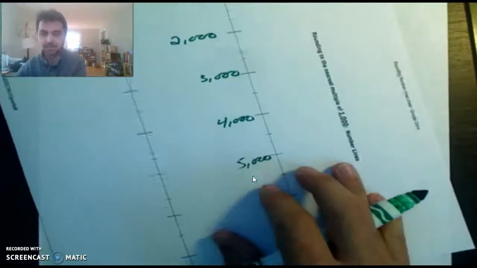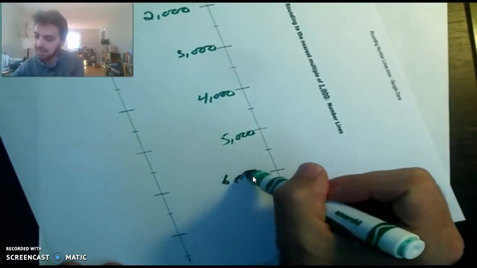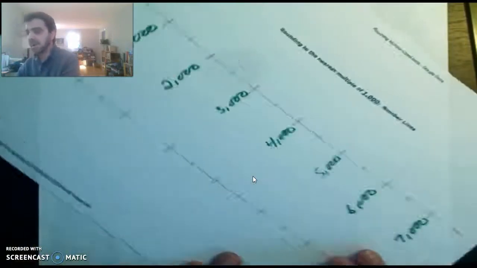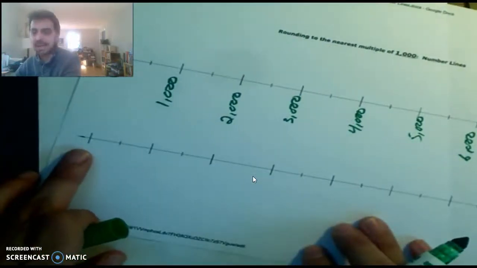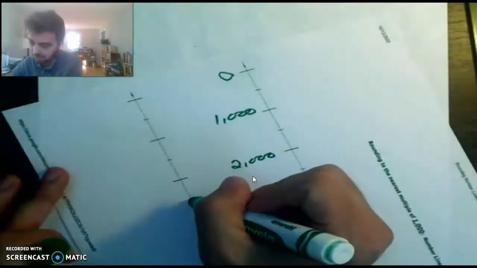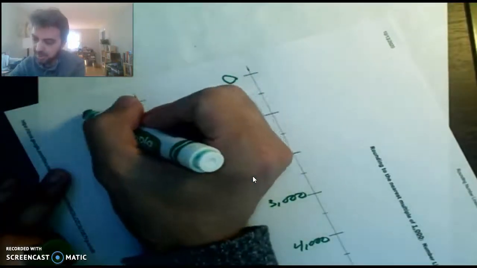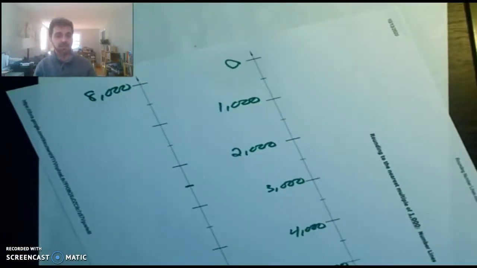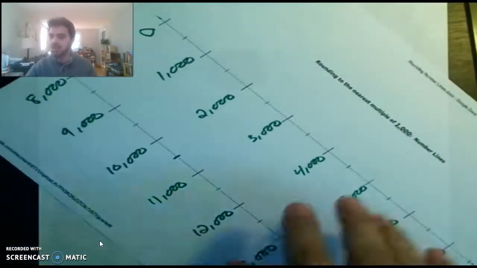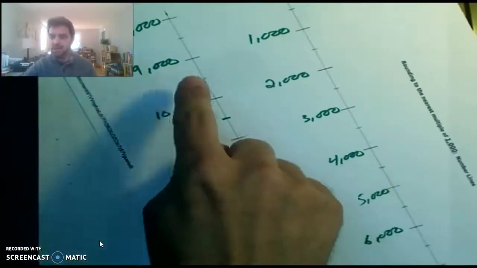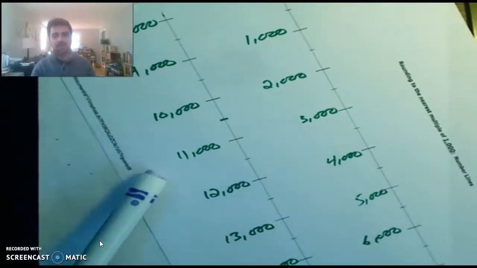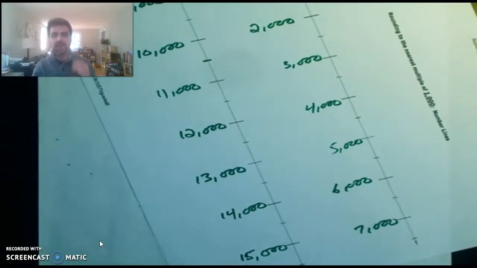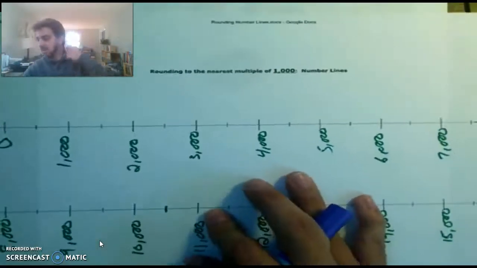5,000, 6,000, 7,000. As usual, when we come down here, this will be 8,000. There's a little missing tick mark there, so we're going to put in 8,000. Finish writing those in, and then come back when you're done. Does yours look like this? 8,000, 9,000, 10,000, 11,000, 12,000, 13,000, 14,000, 15,000.